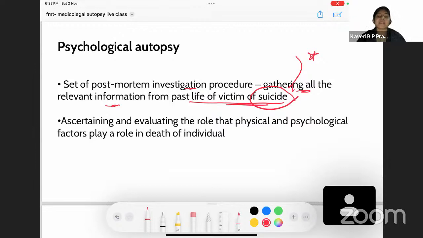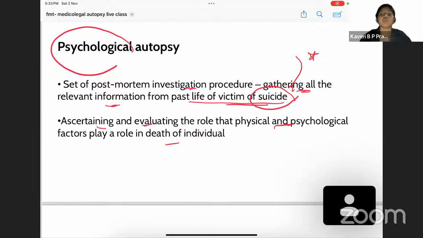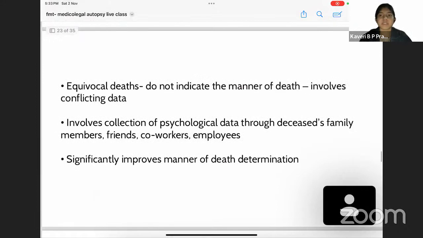Here you try to talk to the kith and kin, their friends, the workplace colleagues, the parents, and the siblings, and you try to find out what was running in the person's mind. Therefore, it is called a psychological autopsy. You derive various causes for the death of the person. It helps to ascertain and evaluate the role of physical and psychological factors that would have caused the death of the person. So basically, you're trying to go deep into the mind of the person and analyze the situation and find out why the person would have committed suicide.